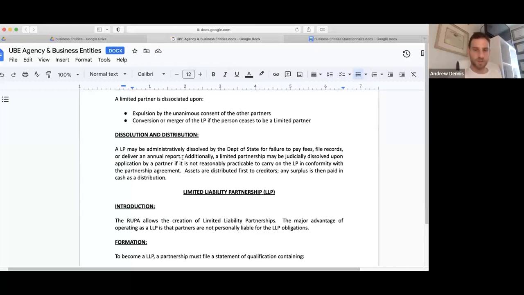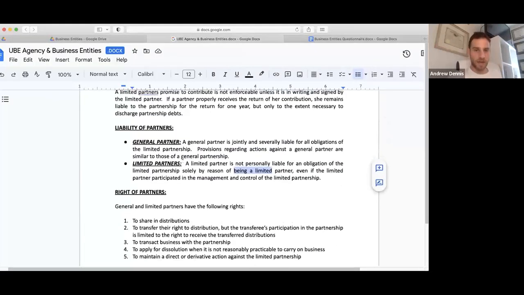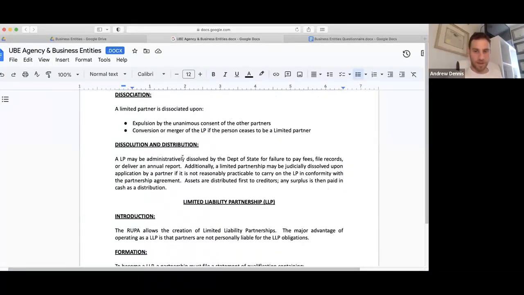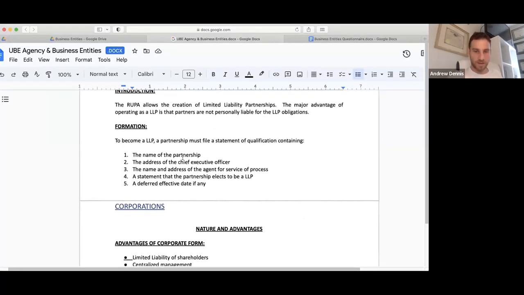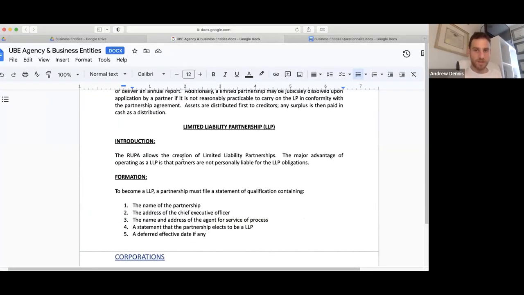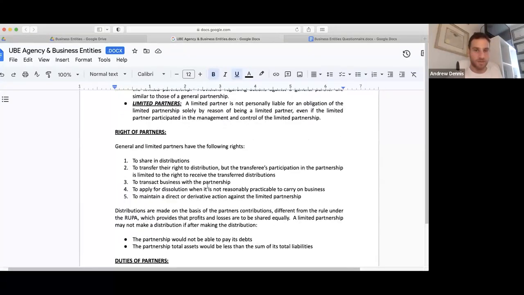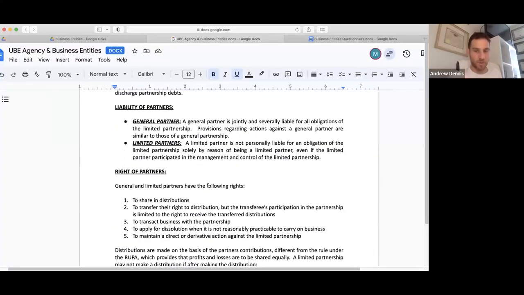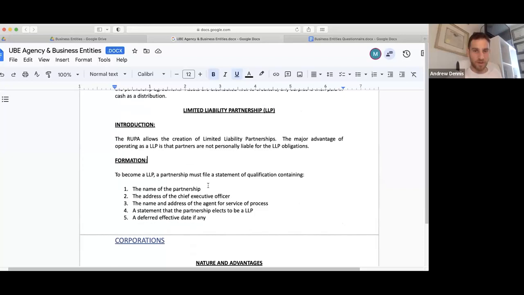I'll skip over this so I can do the questionnaire, but just so you know what they are. An LLP has at least one general partner, and it could have limited partners. An LLP means that everyone is a limited partner, right? The major advantage of operating as an LLP is that partners are not personally liable for the LLP obligations. So instead of just a limited partnership where there's a general partner and a limited partner, we could have an LLP, which is where all the partners are limited partners.